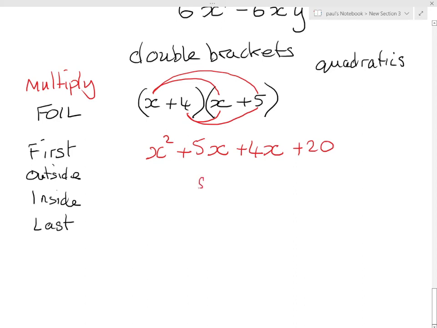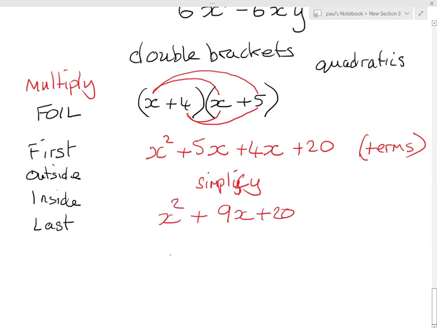Now we always have to simplify here, because you've done 4 things, so you end up with 4 terms. And we simplify it down to 3 by sorting out the x's in the middle. Plus 5x and plus 4x gives us 9x. That's how you do the FOIL.